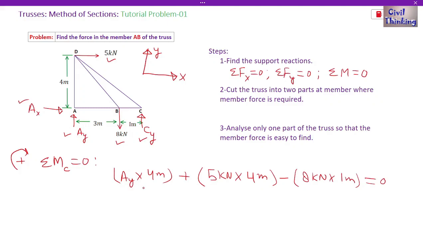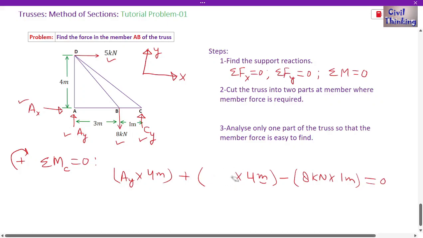From here the only unknown is AY, so when we rearrange this equation we can find the value of AY. So let us solve this first. Now 5 multiplied by 4 is 20, and the unit is going to be kilonewton meter. So it is 20 kilonewton meter.